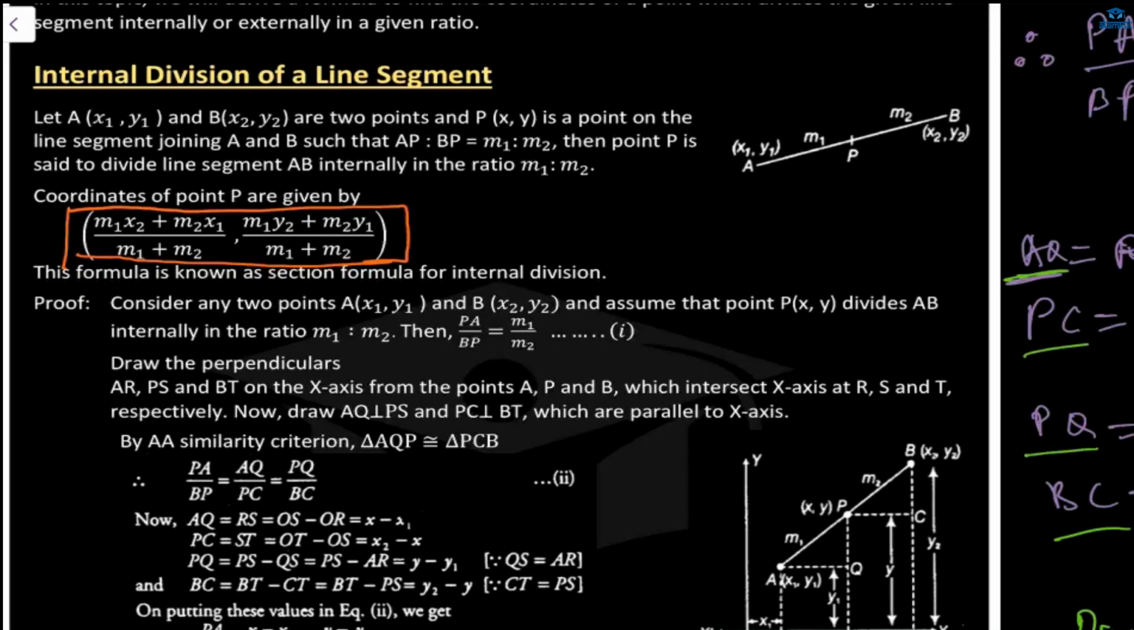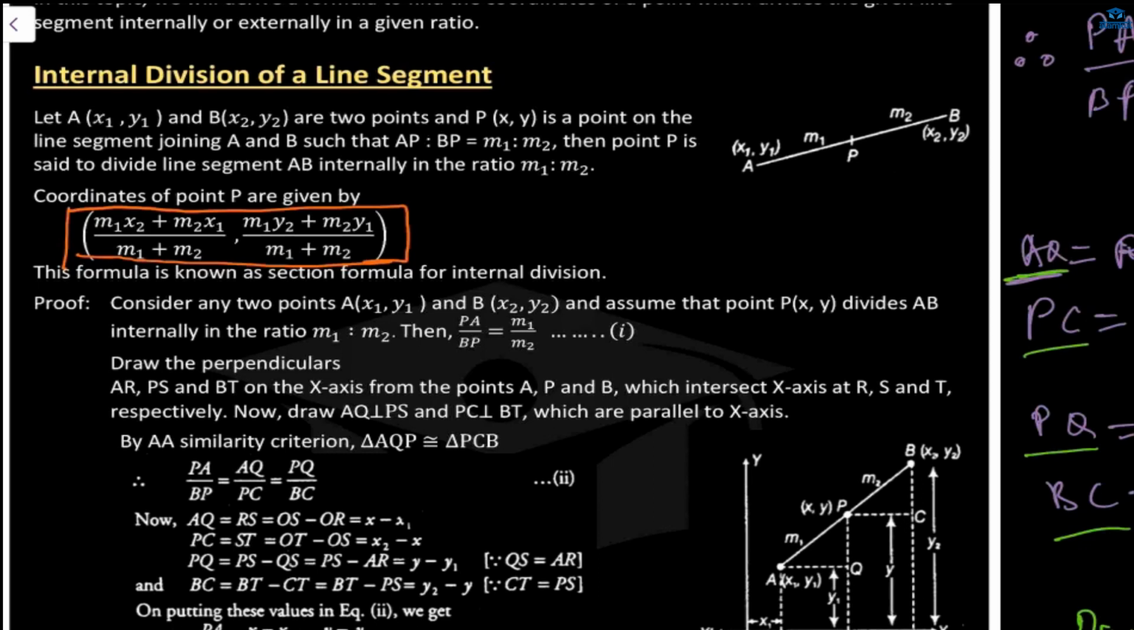Which ratio it is divided, we know. Here m1 and m2 are the ratio. The coordinates of point A are x1, y1, and the coordinates of point B are x2, y2. Then the coordinates of the point P, which is dividing the line in the ratio m1 is to m2, are given as m1 x2 plus m2 x1 by m1 plus m2, and the y coordinate is given by m1 y2 plus m2 y1 upon m1 plus m2.